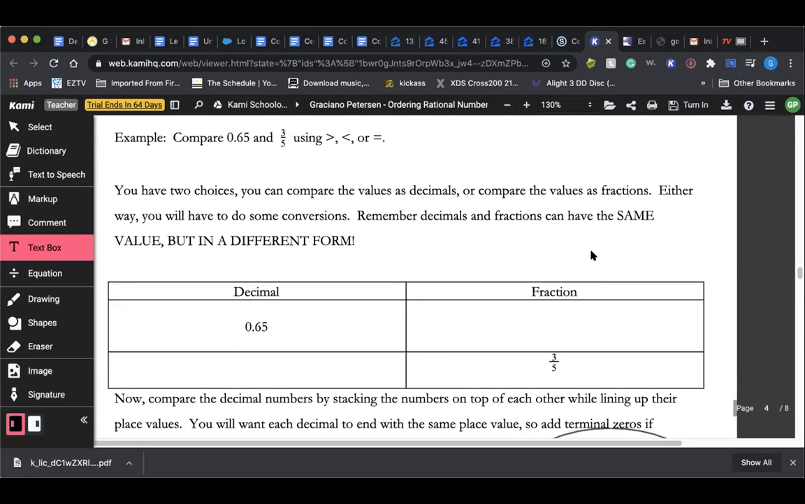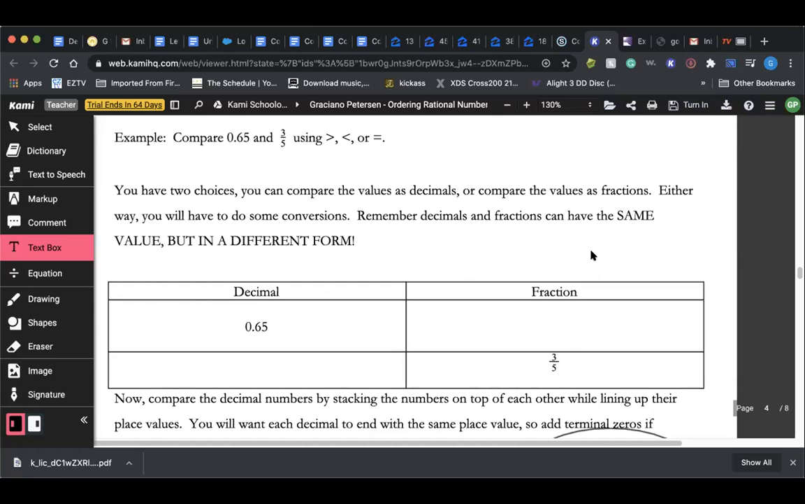We have 0.65 and we have 3/5. My question to you is, are we going to make them both decimals, or are we going to make them both fractions to compare them? We're obviously going to do both, but I want to know which one you want to start with. Decimals. We're going to start with decimals.